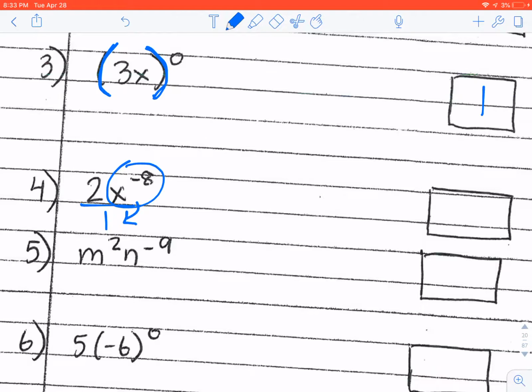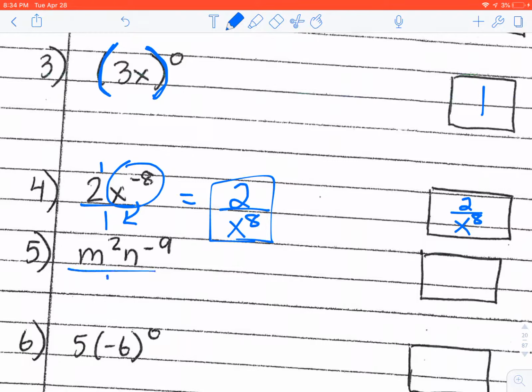Why does the 2 stay there? Okay, hopefully you know that, or remember, I should say, that 2 is raised to the 1st power. It's positive. So you leave that 2 to the 1st power there. Okay, you're moving that x to the negative 8th to the denominator. When you move it, it becomes positive. So 2 over x to the 8th is your answer for number 4.